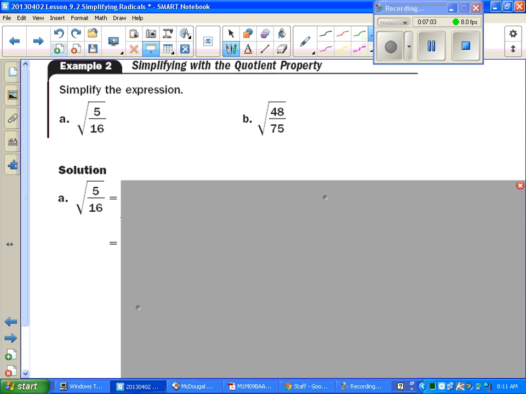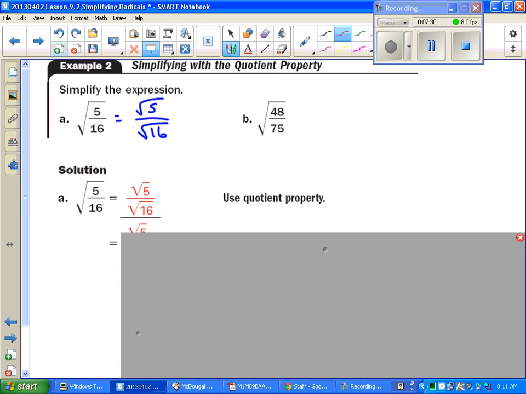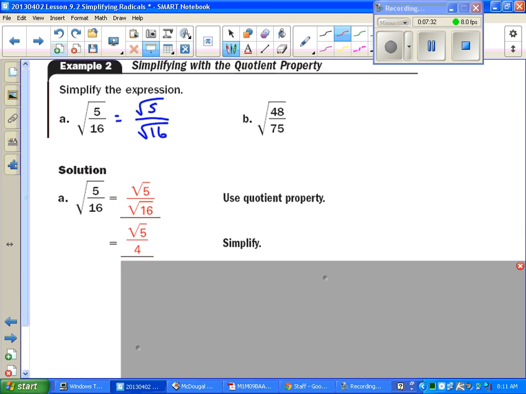Here's example number 2, the square root of 5 over 16. Notice this is not considered simplified because it is a fraction. A fraction can't be under the radical. So what you want to do is separate. This means the same thing as the square root of 5 over the square root of 16. All you do is separate them. There's no perfect square that's a factor of 5, but the square root of 16 is the number 4. So the square root of 5 over 4.